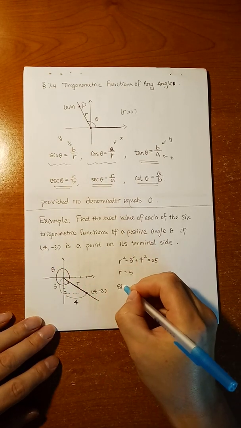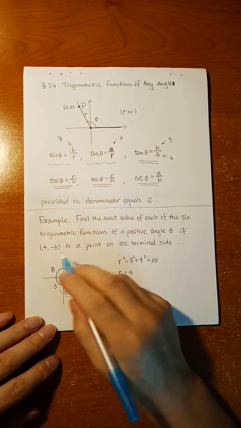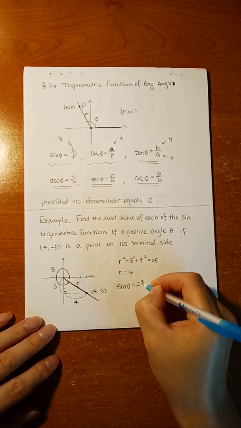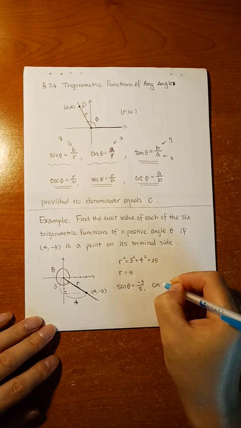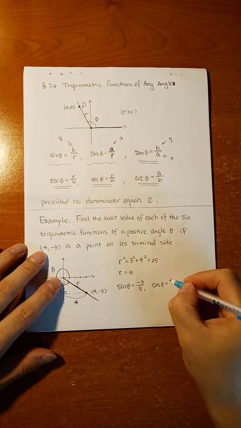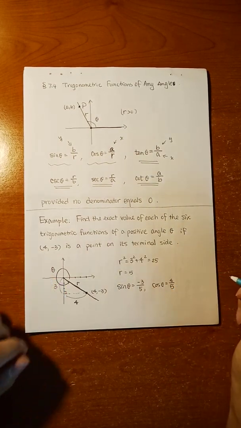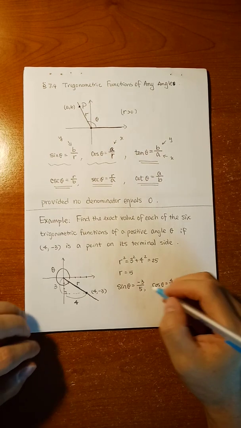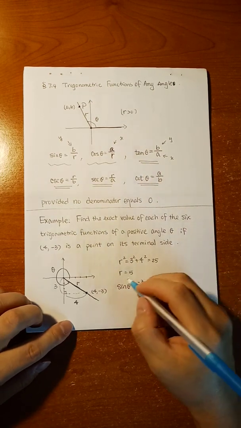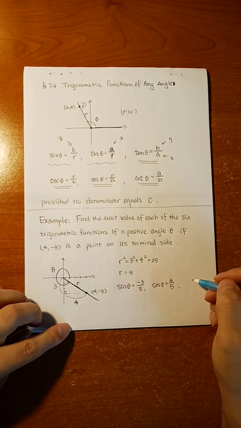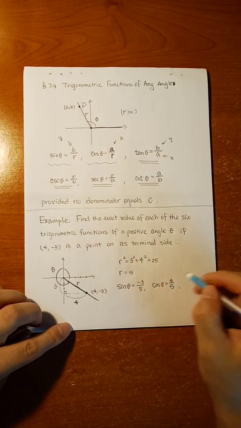So sine theta, y over r, cosine theta, x over r. Okay, so this is sine cosine. And after you determine sine and cosine, you get the ratio sine over cosine, tangent.